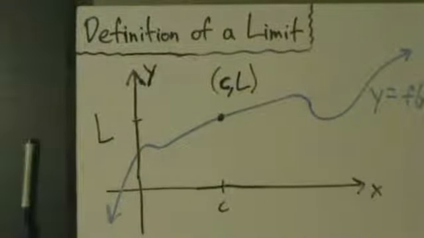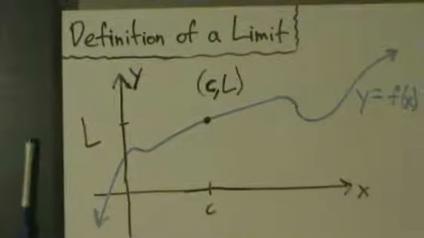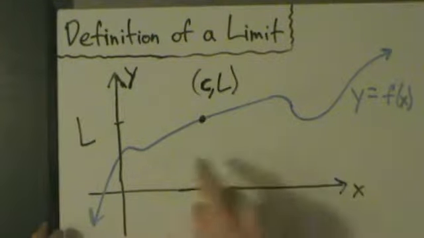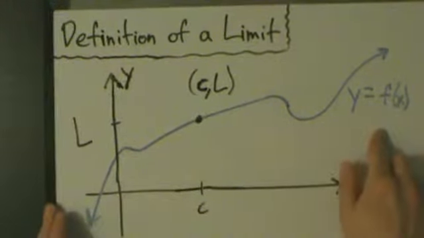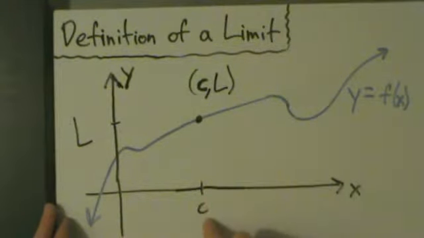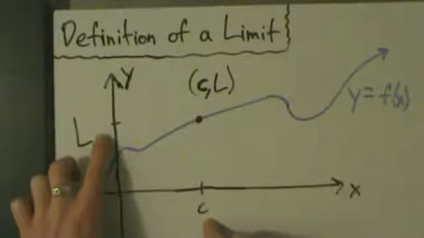Hey guys, let's go ahead and continue our discussion with the formal definition of a limit. So let's see a graphical interpretation of what the definition really means. So let's say we got our function f of x here. Here's y equals f of x. Here's the point (c, L). So that means x equals c is over here, and y equals L is over here.